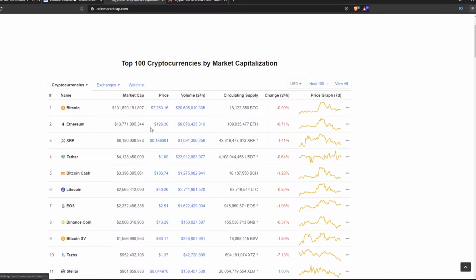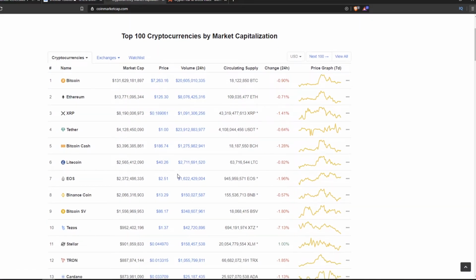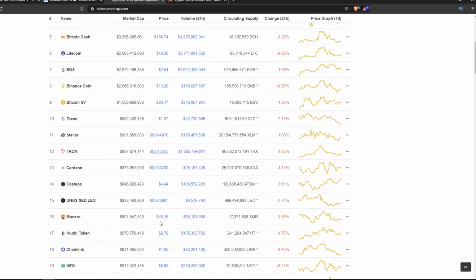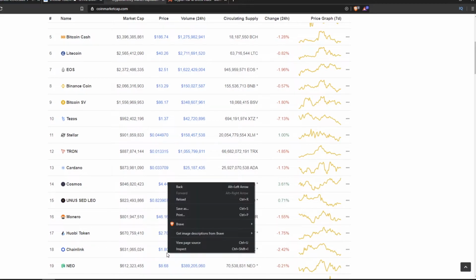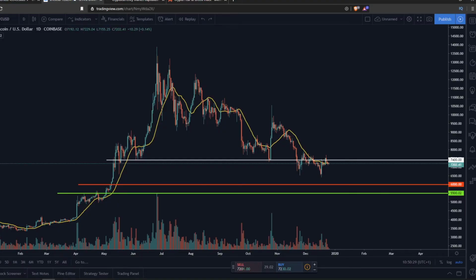Altcoins in the game: Ethereum is on 126, XRP 19 cents, still holding, not so bad. Bitcoin Cash 186, Litecoin $40, EOS 2.5 holding. Binance Coin is on 13.2. This is a very good buy for the BNB Binance Coin. Bitcoin SV 86, Tezos 1.37, Stellar 4.5 cents. Tron is on 1.3, while Cardano is laying down on 3.3 cents, Monero 46, and Chainlink on 1.8. Not so bad. Altcoins are still following the Bitcoin side action.